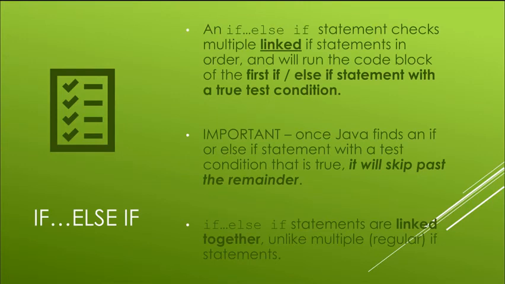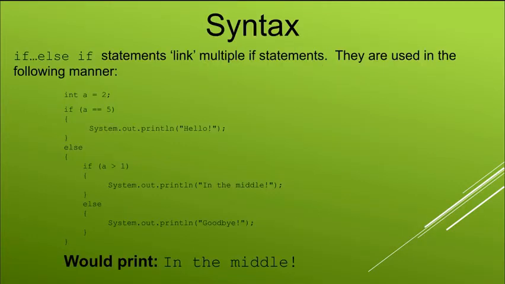An if-else if statement checks multiple linked if statements in order and will run the code block of the first if-else if statement with a true test condition. Important: once Java finds an if or else if statement with a test condition that is true, it will skip past the remainder. If-else if statements are linked together, unlike multiple regular if statements. If-else if statements link multiple if statements. They are used in the following manner.